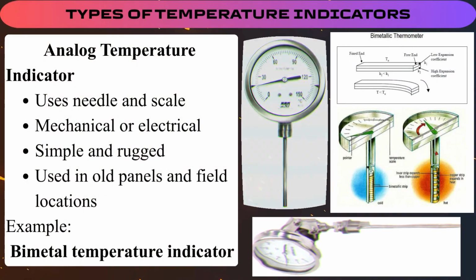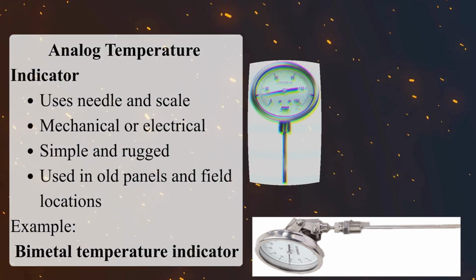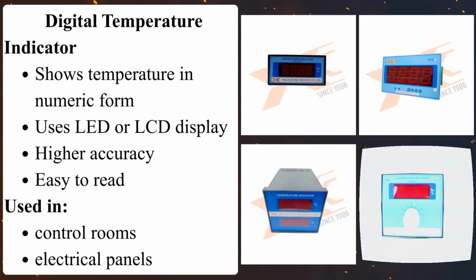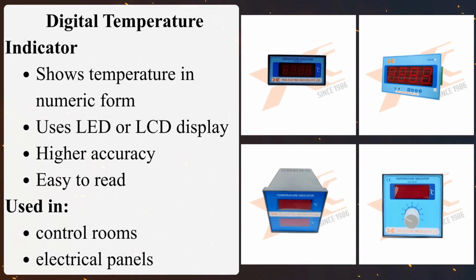Types of temperature indicators. First, analog temperature indicator uses needle and scale. Mechanical or electrical, simple and rugged, used in old panels and field locations. Example, bimetal temperature indicator. Second, digital temperature indicator, shows temperature in numeric form, uses LED or LCD display, higher accuracy, easy to read, used in control rooms, electrical panels.